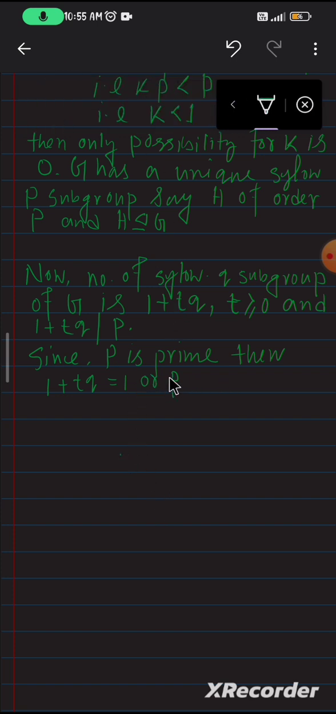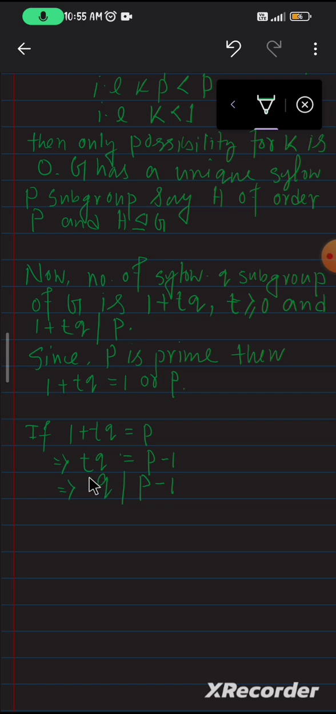So since P is a prime number, then 1 plus TQ is 1 or P, right? Why? 1 plus TQ divides P. Okay, now case 1: we take that if 1 plus TQ equals P, that implies TQ equals P minus 1, that implies Q divides P minus 1.